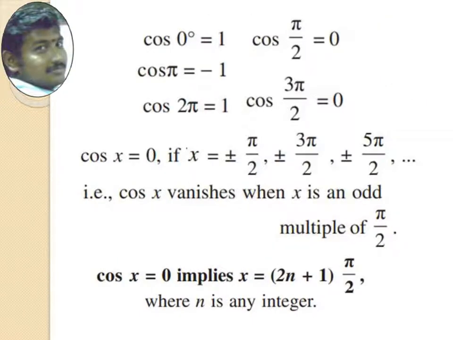In the same way, cos 0 is 1, cos pi by 2 is 0, cos pi is minus 1, cos 2 pi is 1, cos 3 pi by 2 is 0. Where are we getting 0? We get 0 at pi by 2, 3 pi by 2, 5 pi by 2 and so on. So the cos graph will look like this.